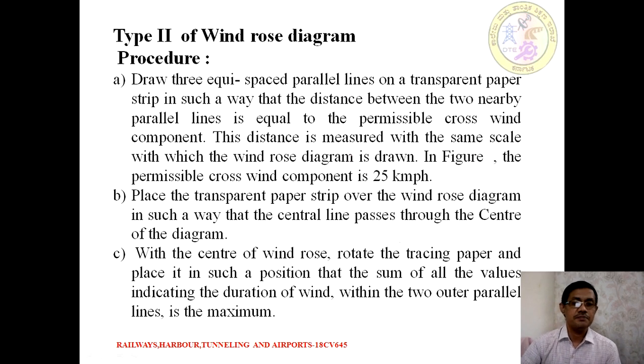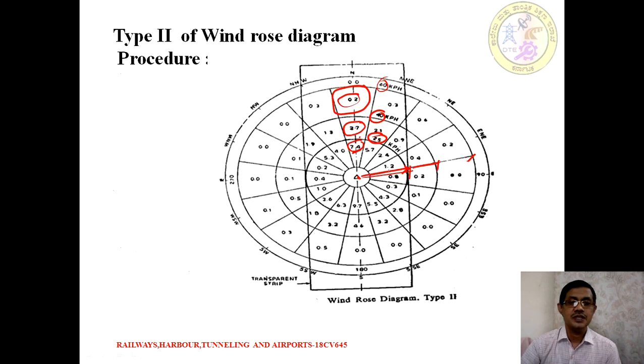After that, I place a transparent paper strip on the windrose. Just as an example, this is a transparent sheet. This transparent sheet is marked with the center line exactly along the north and south direction. This distance and this distance are equidistant according to the scale we have chosen to draw the circles and plot the graph. Then try to place the center line of this transparent sheet. I will explain.